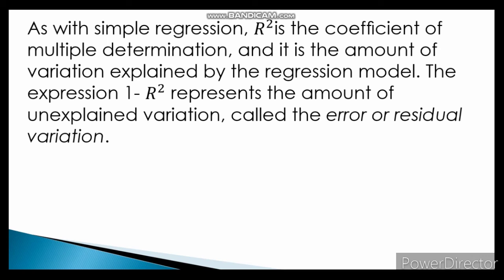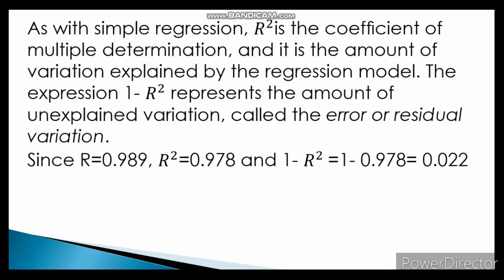As with simple regression, R square is the coefficient of multiple determination, and it is the amount of variation explained by the regression model. The expression 1 minus R square represents the amount of unexplained variation, called the error or residual variation. Since yung R natin is equal to 0.989, yung magiging R square natin ay 0.978. And 1 minus R square is equal to 1 minus 0.978. Kaya magiging error natin ay 0.022.